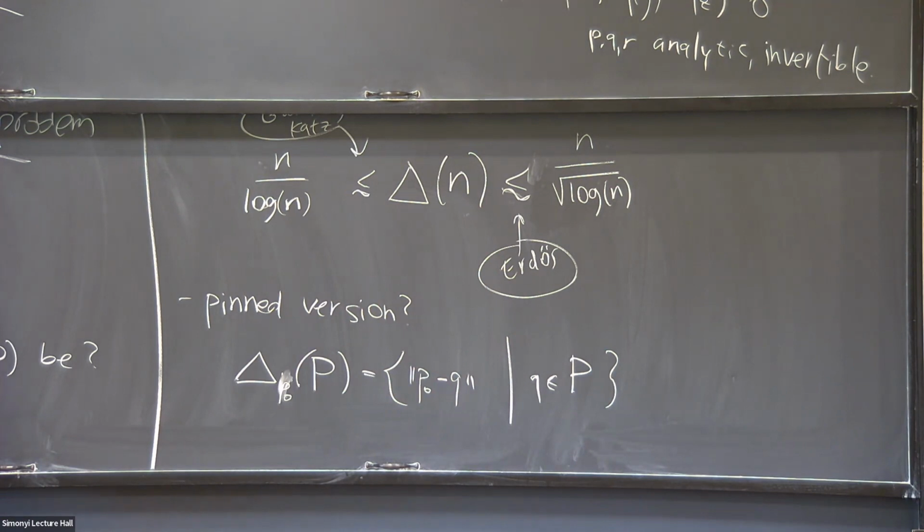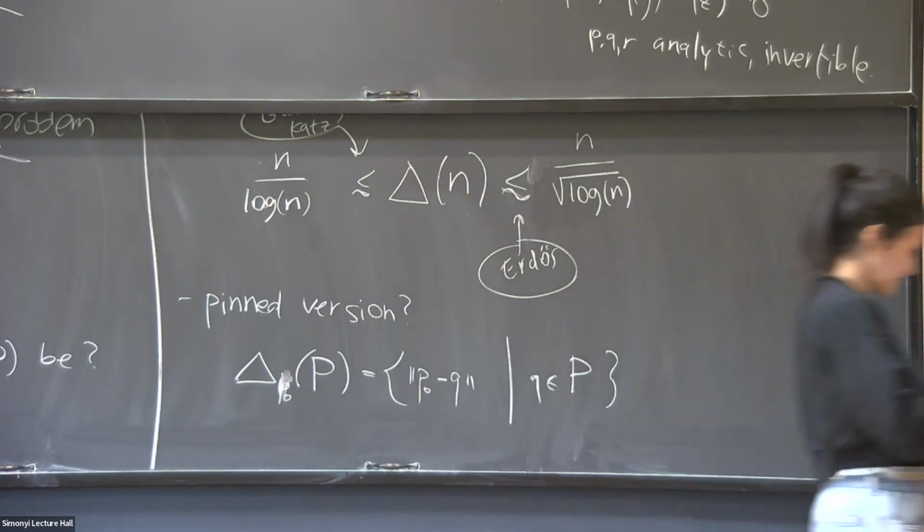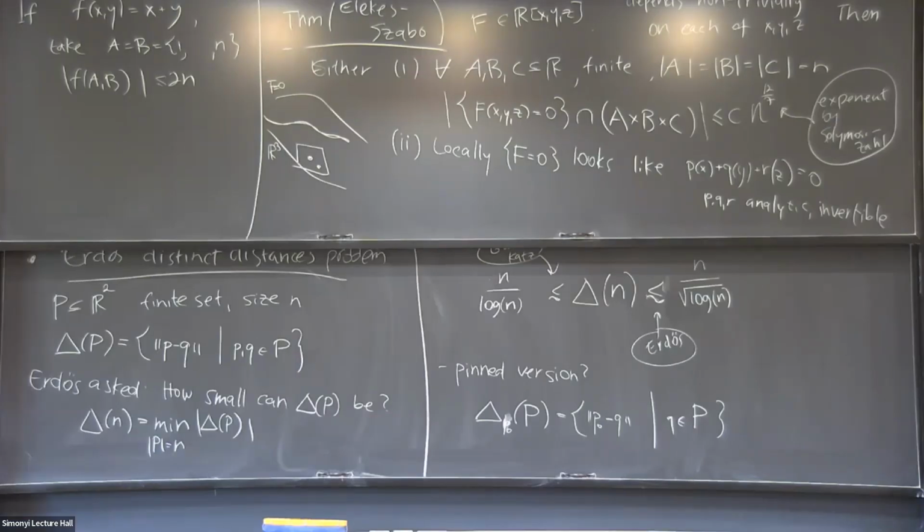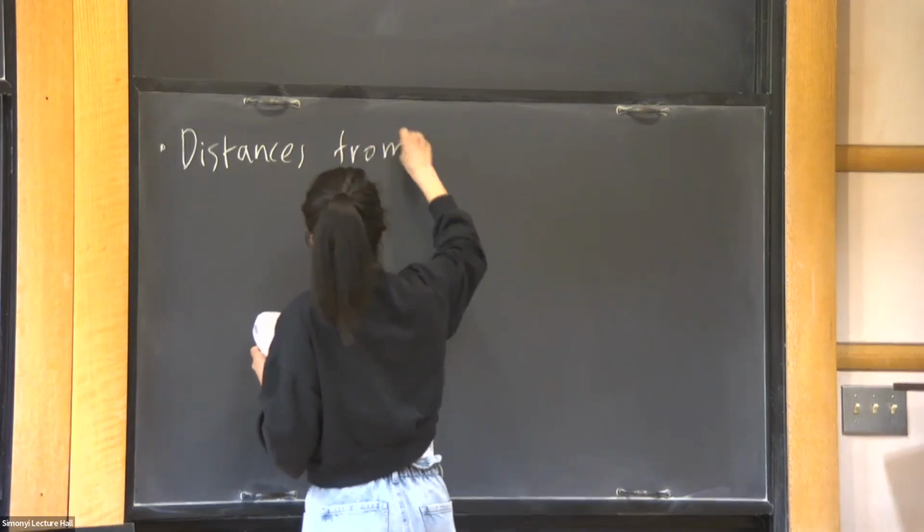Okay, last question that I want to mention in the discrete setting is maybe an instance of this one, or a variant of this one: distances from 3 points.